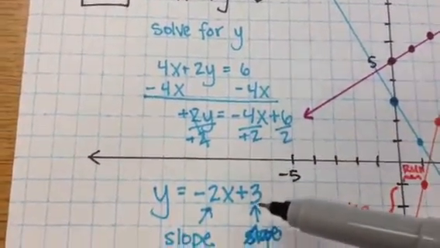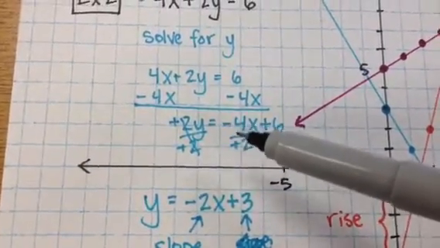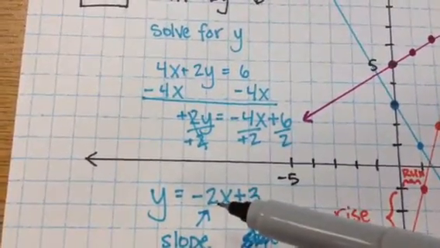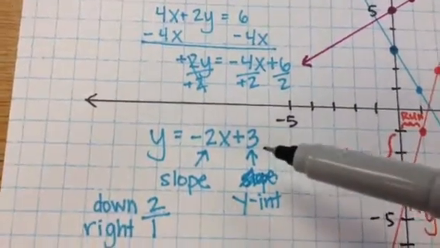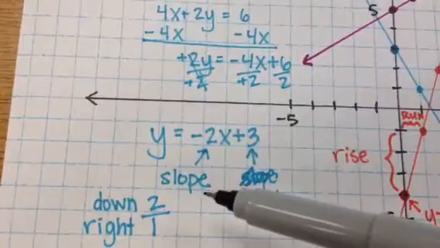When I do that, I get y equals, let's see, -4 divided by 2 is -2, and 6 divided by 2 is 3. And so now, again, I've got my y-intercept, and I've got my slope.